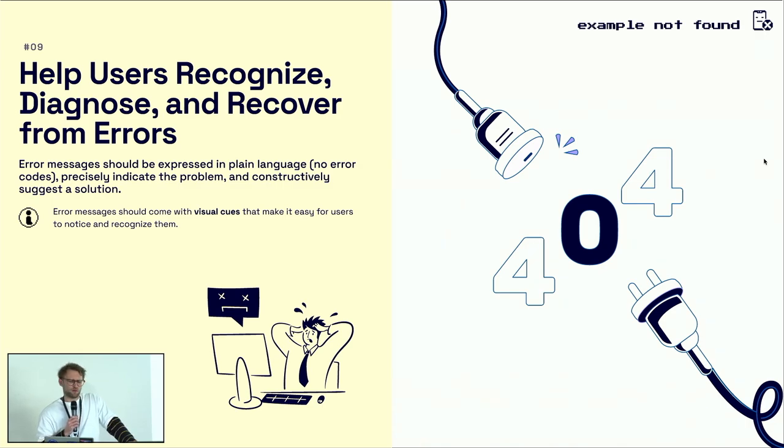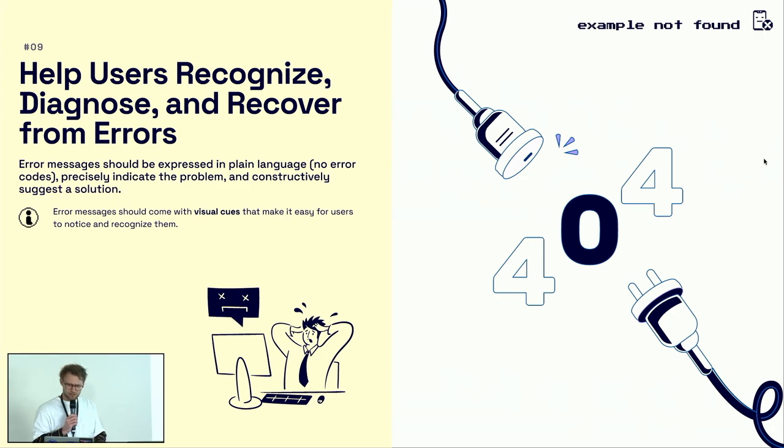What does a 404 error message mean? I still don't know. Why isn't it working? How do I fix it? When something bad happens, users need to know how they can fix it. Otherwise, I don't know. What am I going to do?